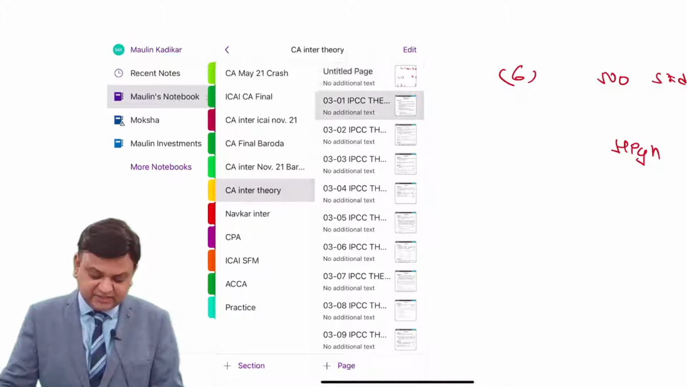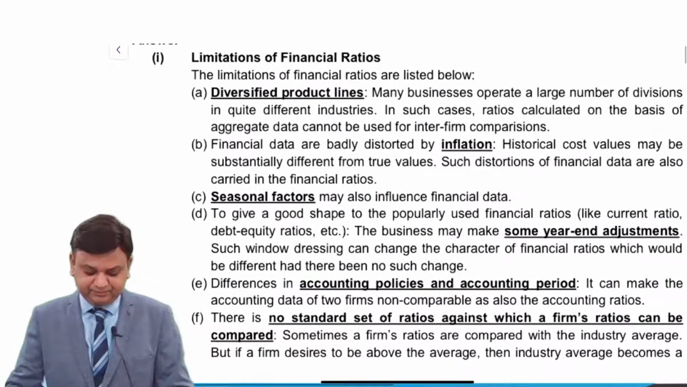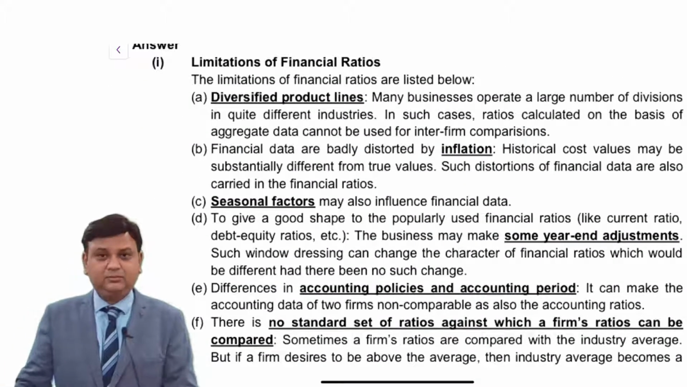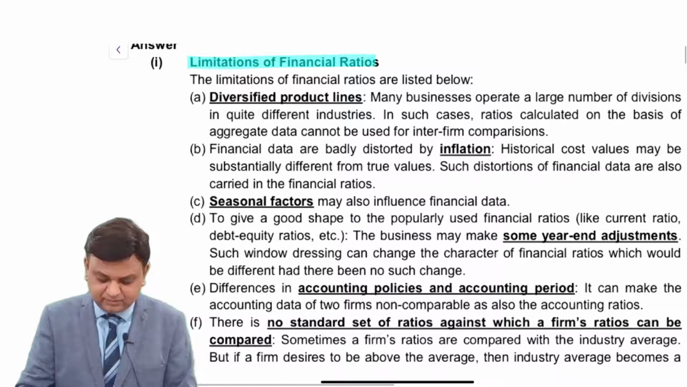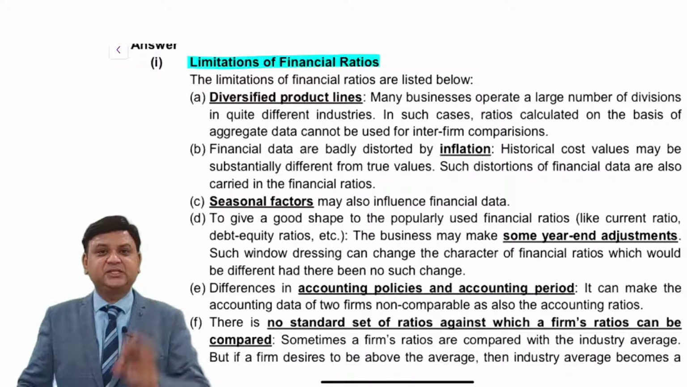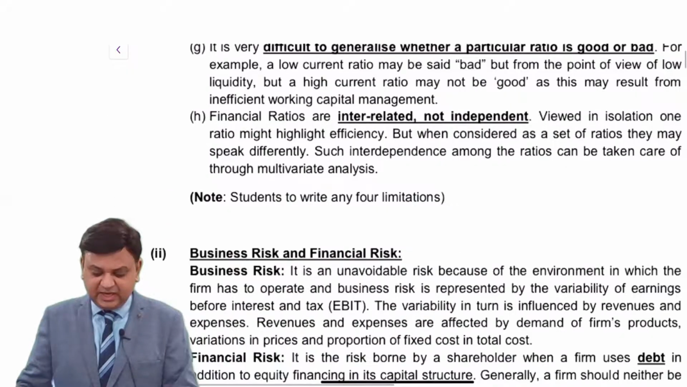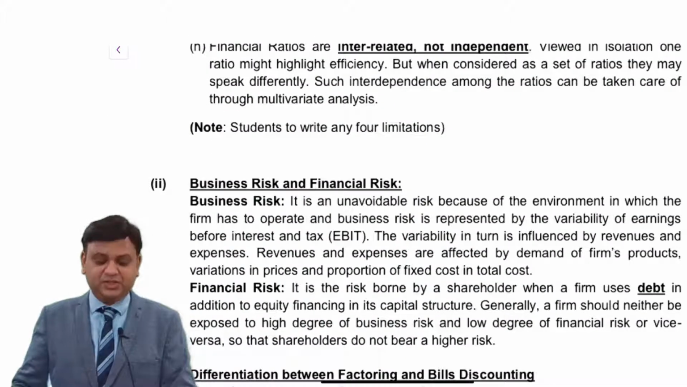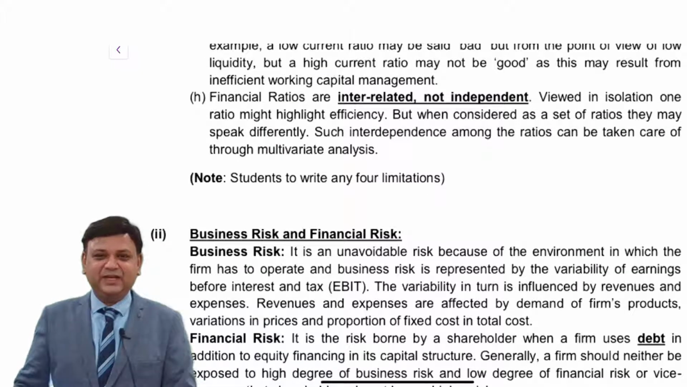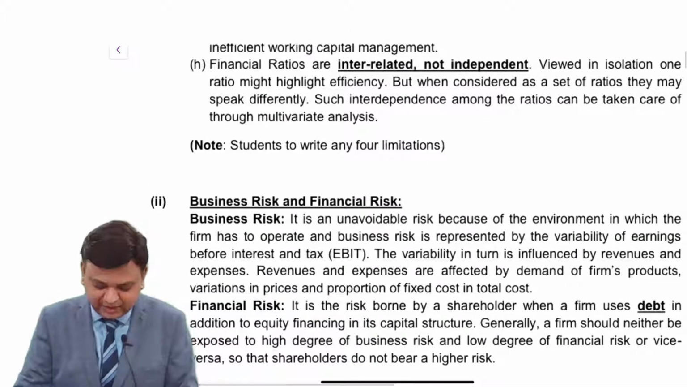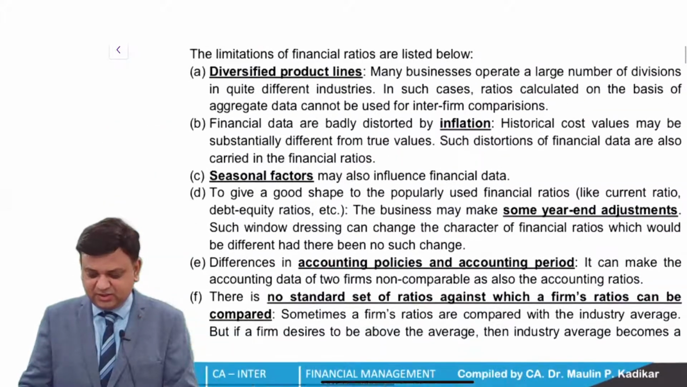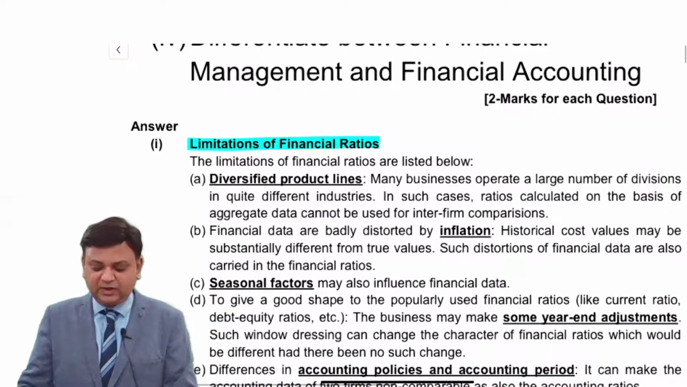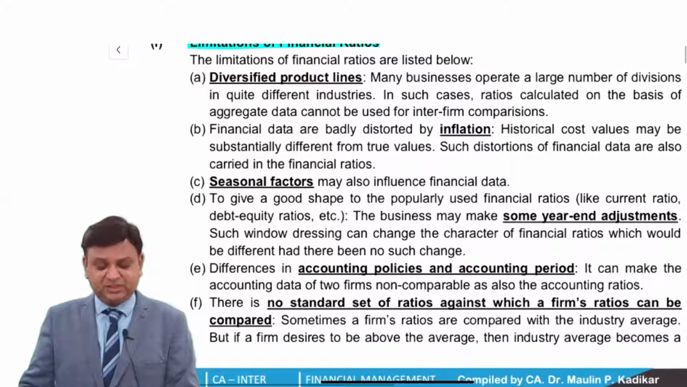Let us read the answer which they have provided. Limitations of the financial ratios. This is absolutely an answer of the Institute's publication. I have not done any alteration in this. We are very happy to read this. Students are required to write any four limitations. So the Institute is kind enough to ask only for four limitations.